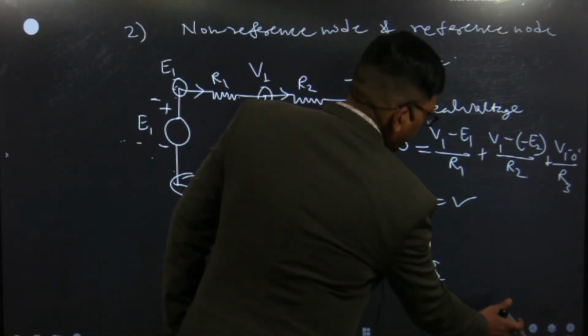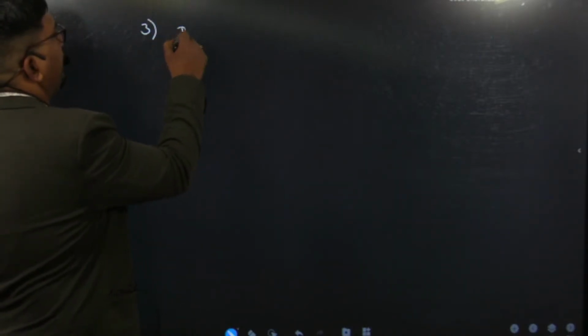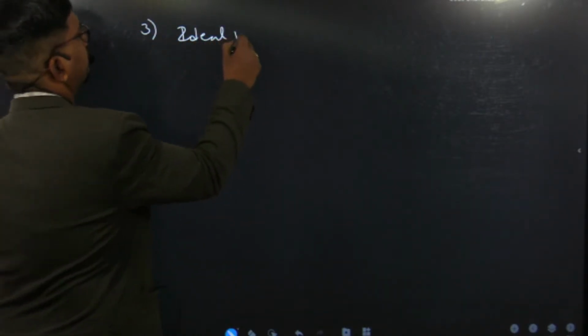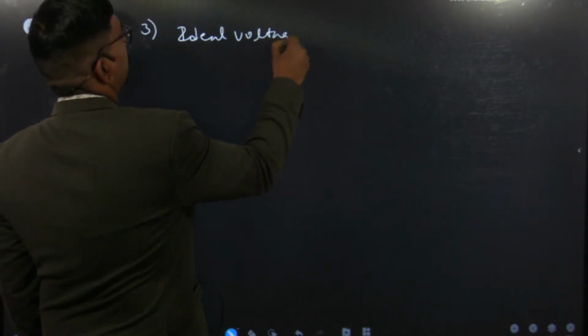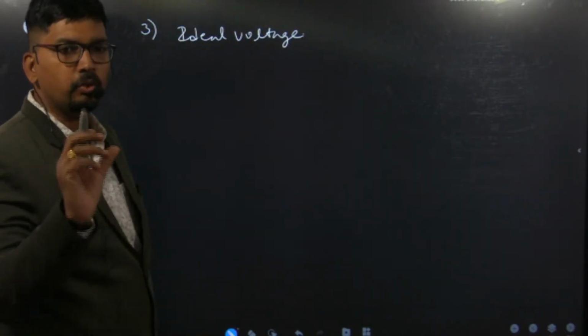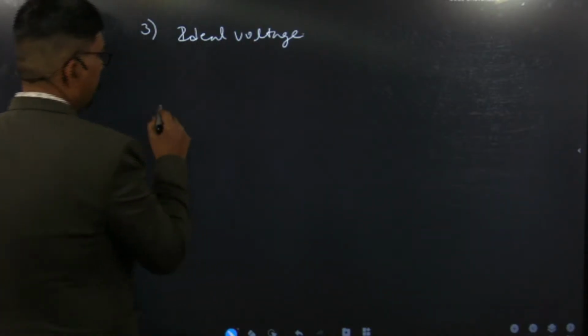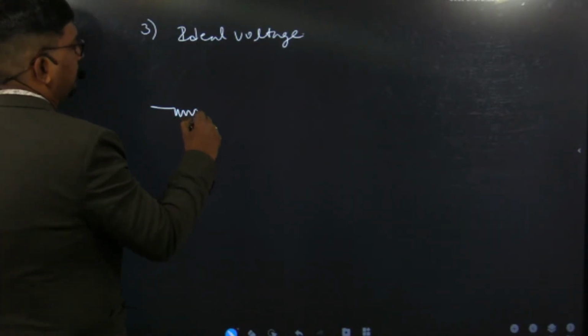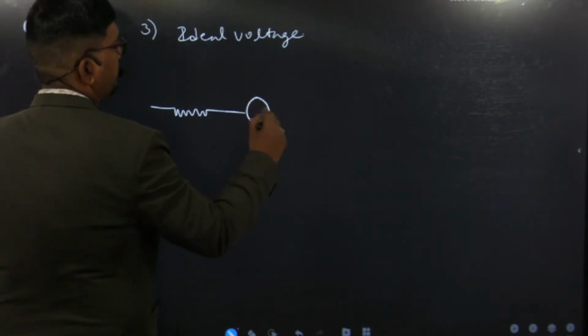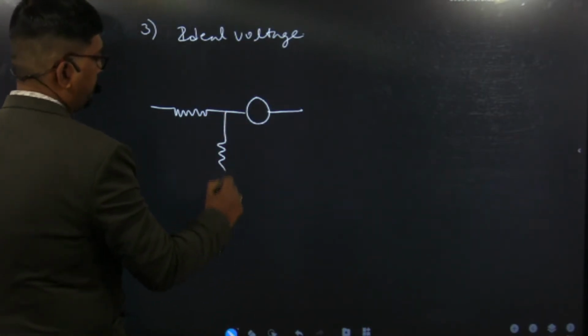Now the next case, case number 3, is when an ideal voltage source is connected between two non-reference nodes, and that is known as a super node. Now for this case, again we will consider there are two voltage sources present in the circuit.